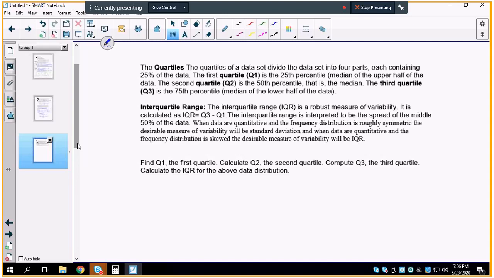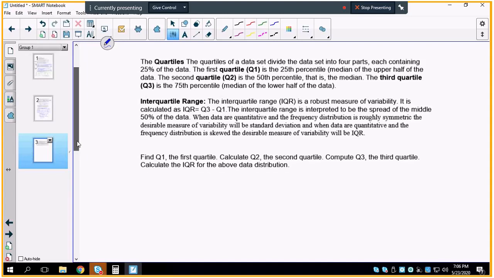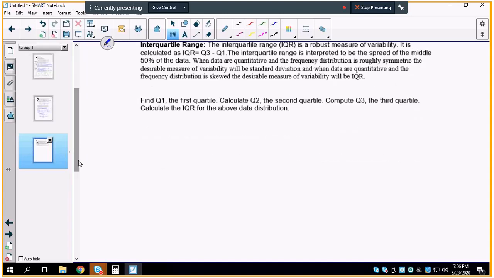When the data are quantitative and the frequency distribution is roughly symmetric, the desirable measure of variability will be the standard deviation. And when the data is quantitative and the frequency distribution is skewed, the desirable measure of variability will be the interquartile range. So for the last situation, find Q1, the first quartile, Q2, the second quartile, Q3, the third quartile, and calculate the IQR of the above distribution.